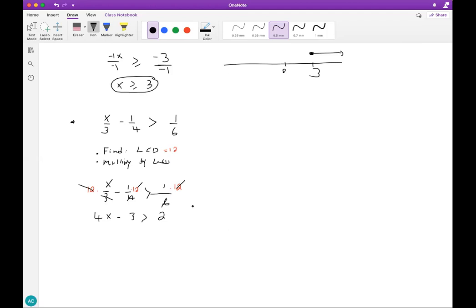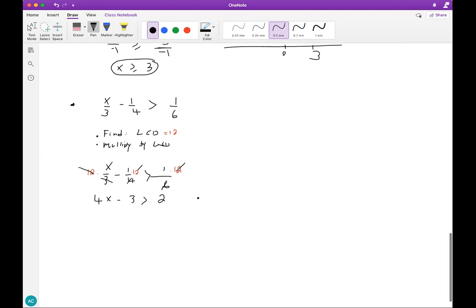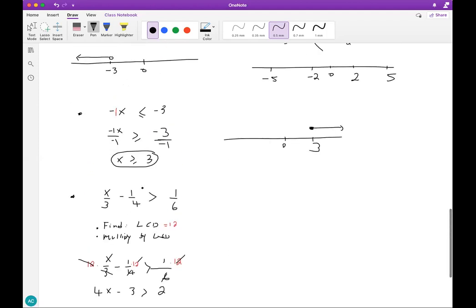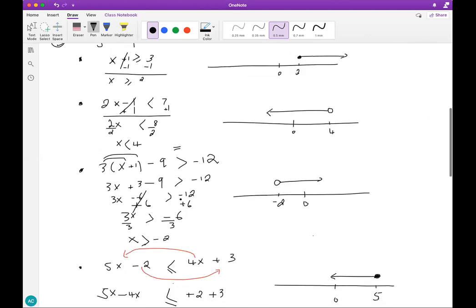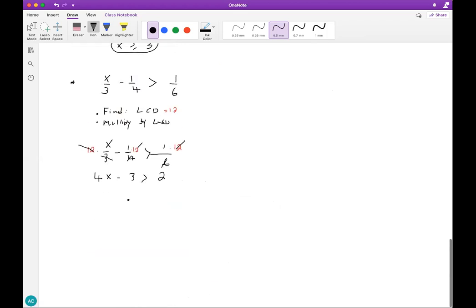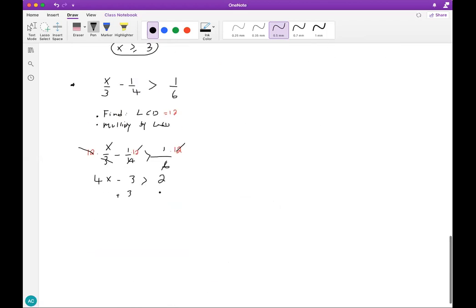If you have multiple different fractions, find the LCD, put the LCD next to each fraction, and then reduce first. Reduce before multiplying. Now it's much simpler, and it's similar to what we've seen earlier, like here, or also here. So we're going to add 3 to both sides. So 4x is greater than 5. Then divide by 4, divide by 4. So x is 5 over 4.